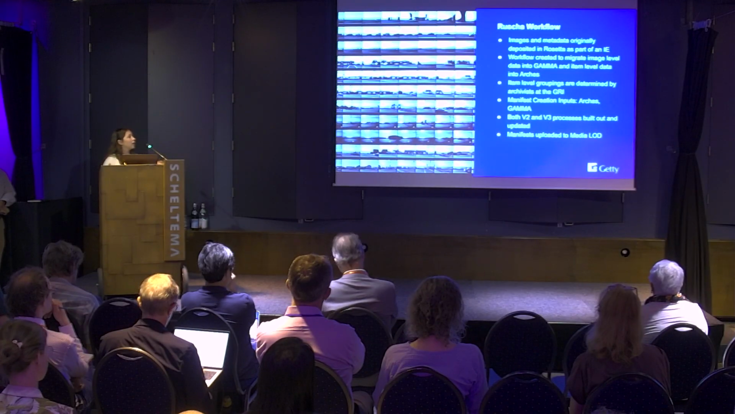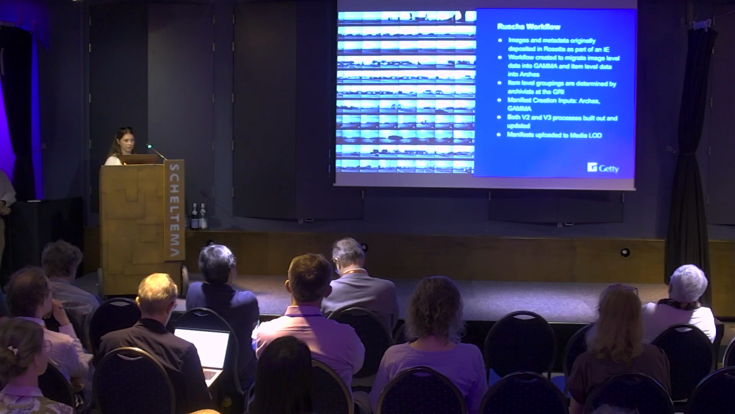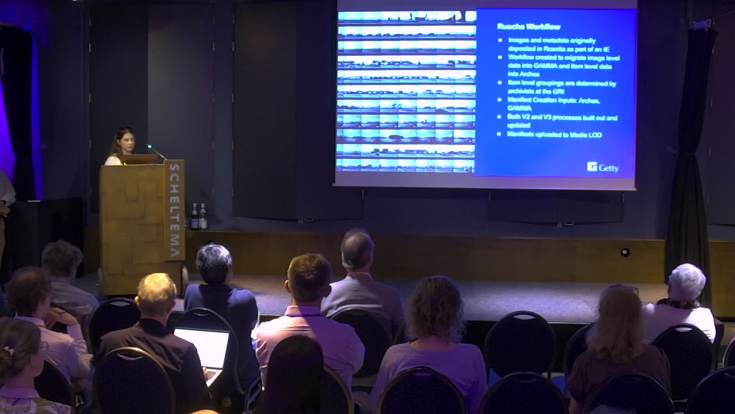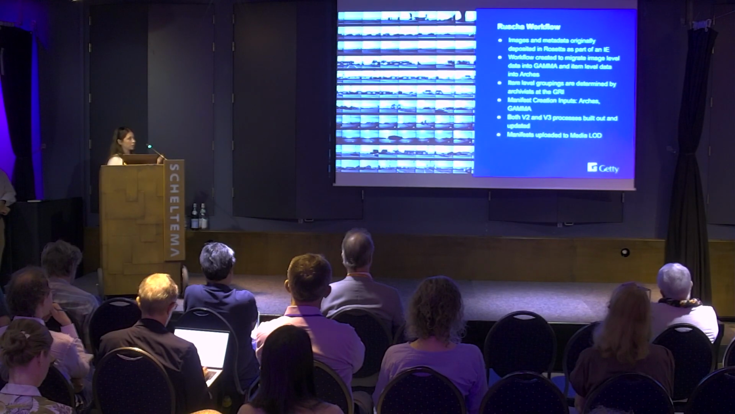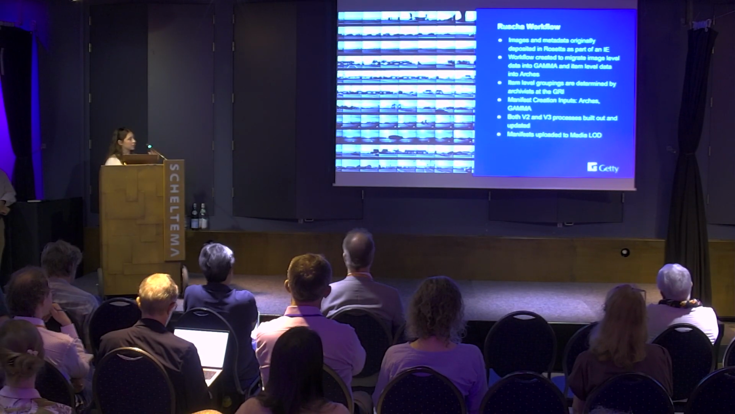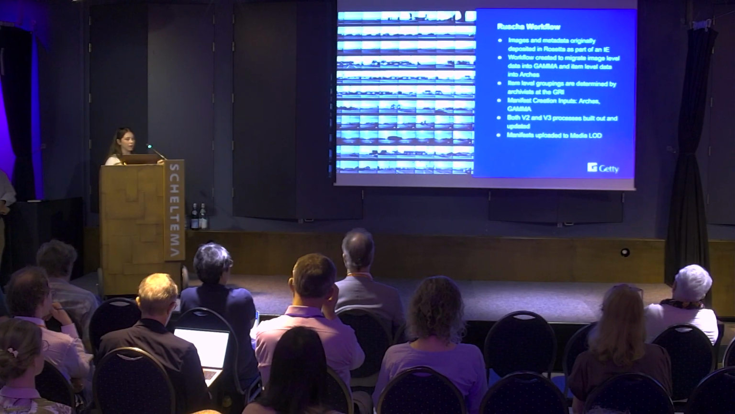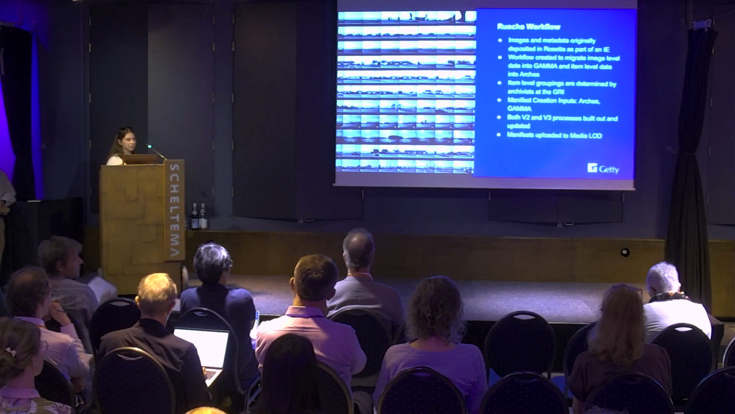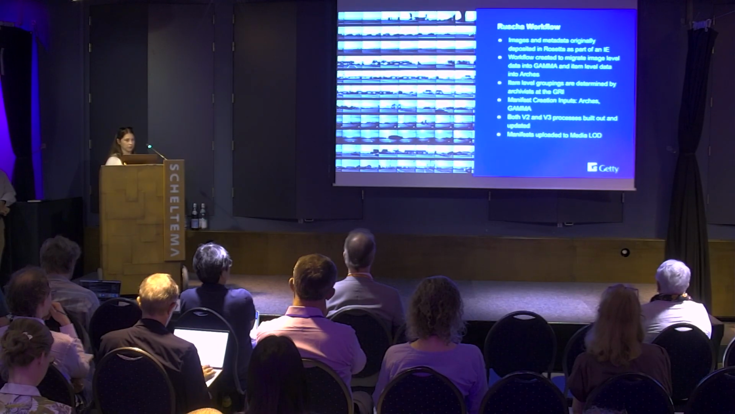And so images and metadata were originally deposited into Rosetta as part of an IE, as many of our archival collections were. And then the workflow was created to migrate image level data into Gamma and item level data into Arches. And this is similar to the next process, and we are waiting on this because we already have item level data available in RCV, so it's not a priority to migrate that collection first. And then for that, the manifest creation process uses Arches and Gamma.